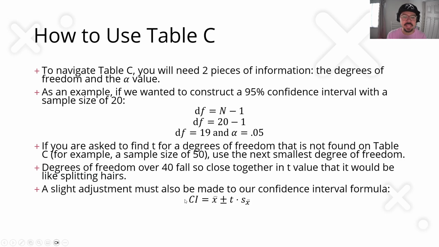A slight adjustment must also be made to our confidence interval formula such that instead of using Z, now we're talking about T. The idea, again, is that we don't have the population information necessary to truly work with a Z score. We need that unbiased estimate, and we also need the T ratio. So we use T times the standard error, the unbiased estimate of the standard error of the mean.